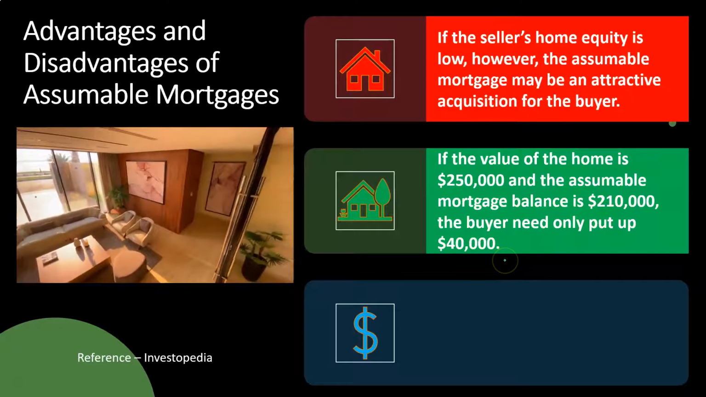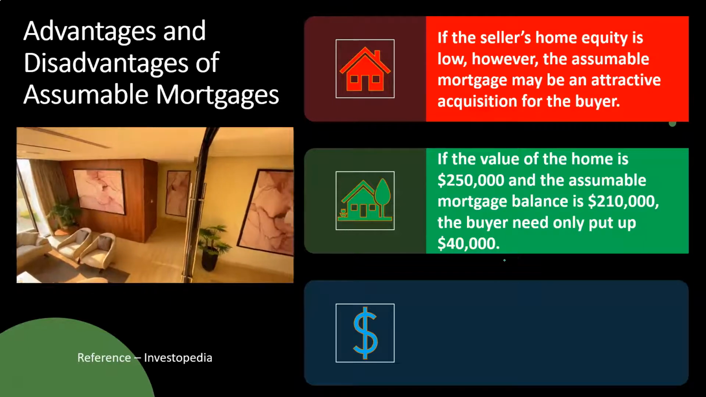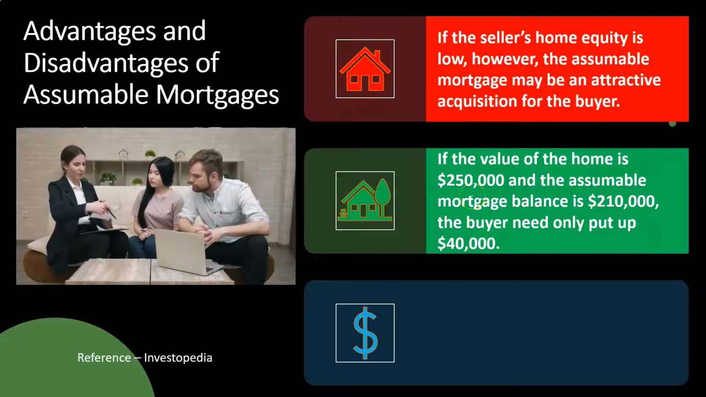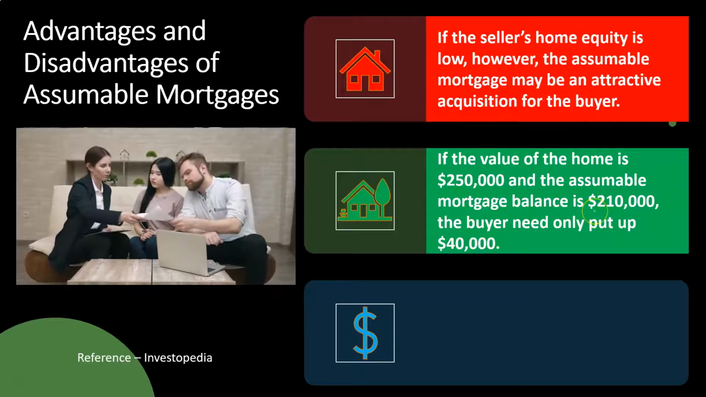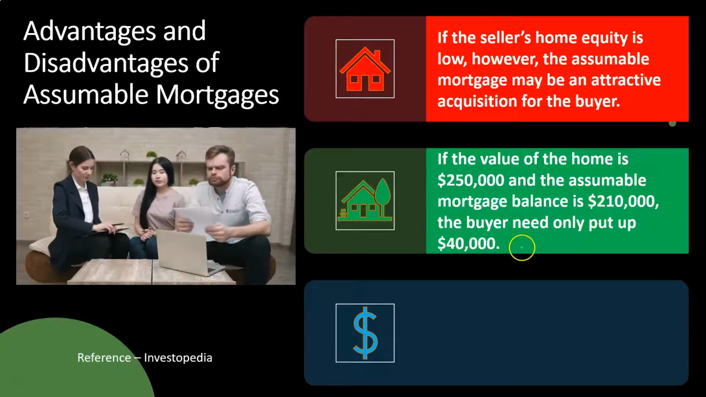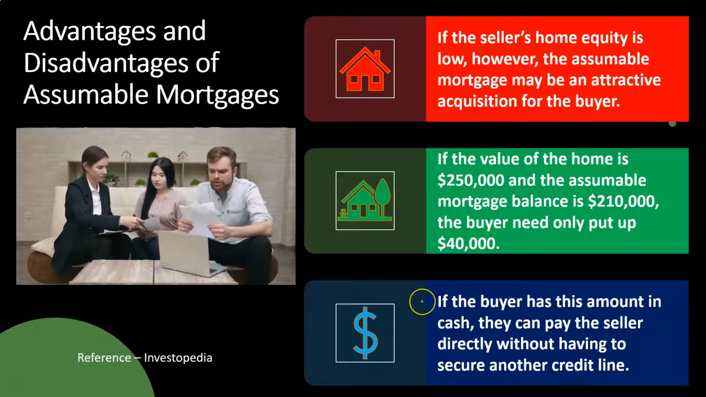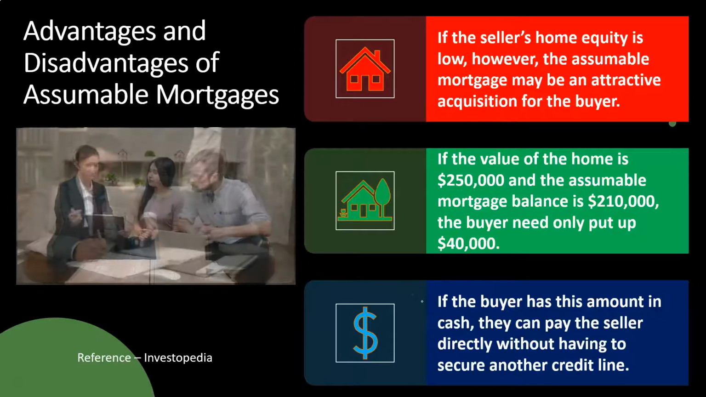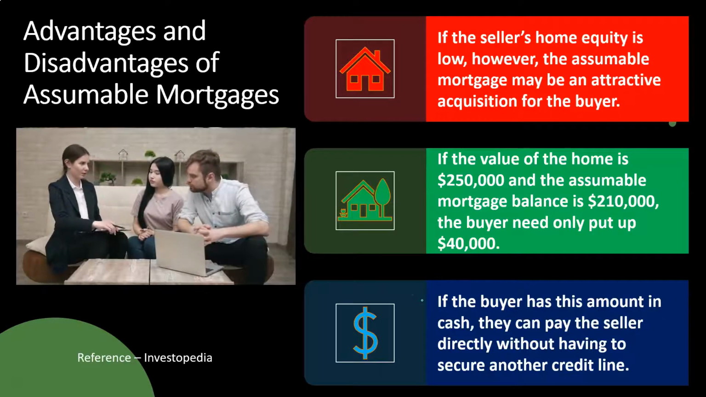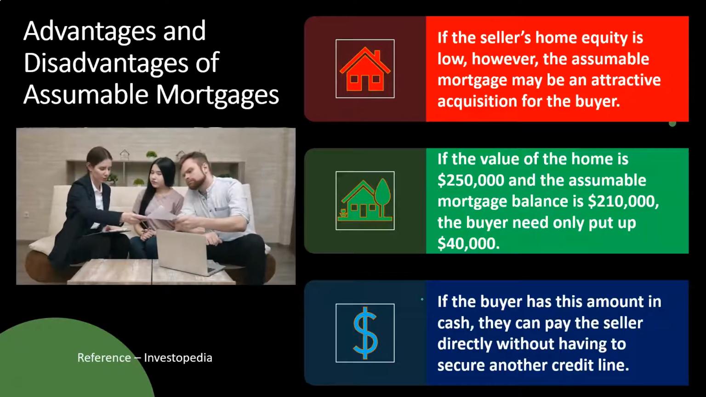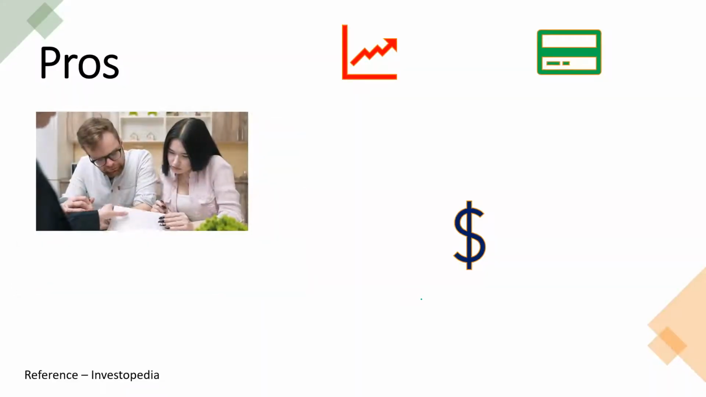You'd say, I've got the $40,000, and I like your loan terms, so is there a way that I can just assume your loan? You're selling it for $250,000, I'll assume the $210,000 here, and I'll just pay you the cash of the $40,000. That would be nice and easy and possibly allow you to get that fixed rate, which might be lower than the current market rate if that were the case. So if the buyer has this amount in cash, they can pay the seller directly without having to secure another credit line, which would be nice.